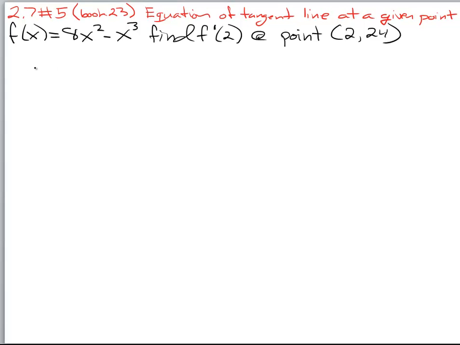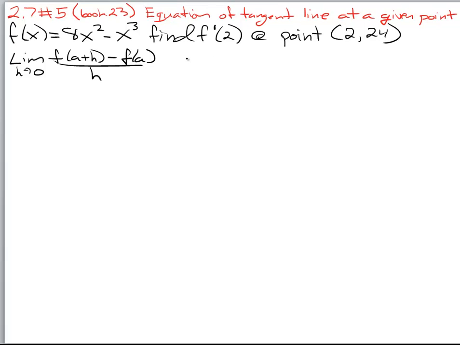Okay, here's a typical question that asks us to find the equation of a tangent line at a given point. So we know that we're just going to be using the limit as h goes to 0 of f of a plus h minus f of a, all over h. This is the equation that gives us the slope, right, of a tangent line at a specific point.